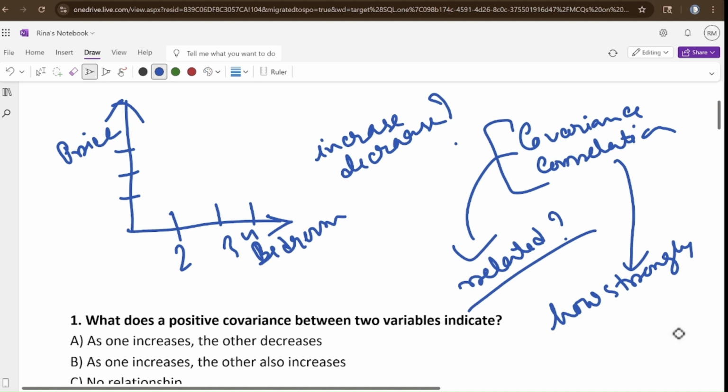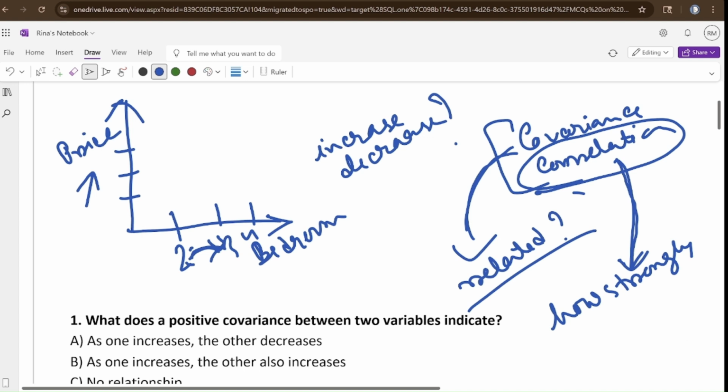Maybe for changing a little bit in bedroom from 2 to 3, there is not much difference. Or maybe for changing one bedroom there is a high increase in price. Anything can happen. That will be told by correlation only. Covariance only tells you that it is increasing, but correlation will tell you that it is increasing at a greater rate or a lesser rate. So you understand that correlation tells you how strongly they are related.